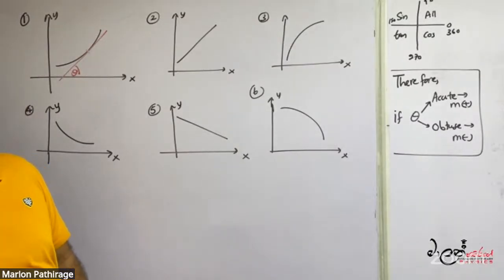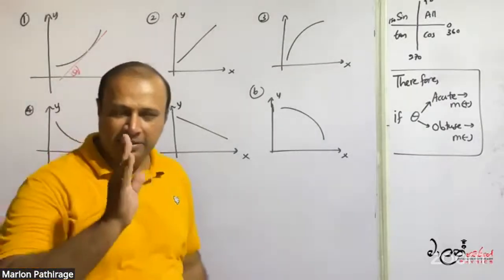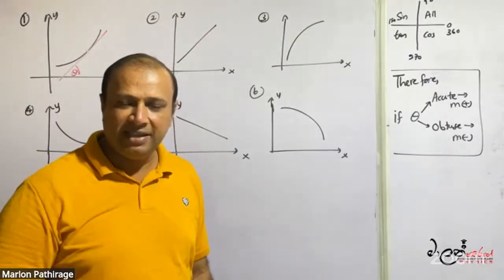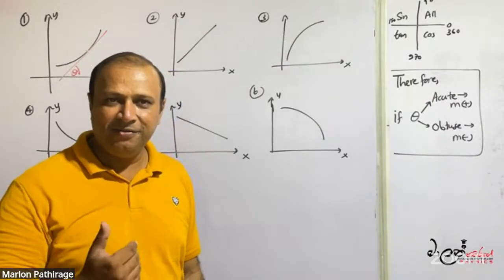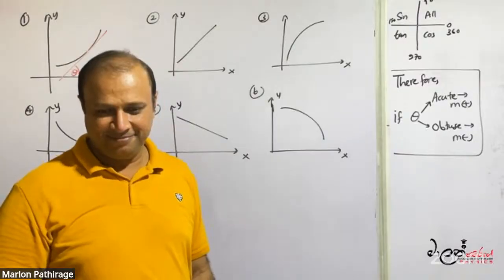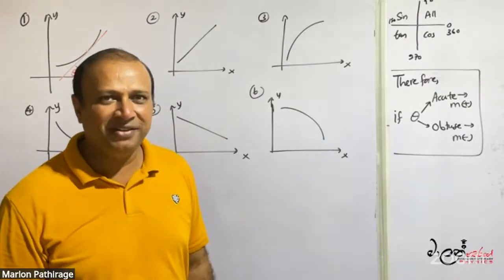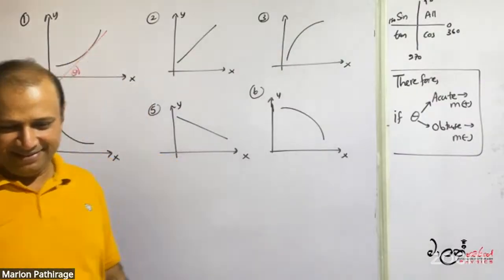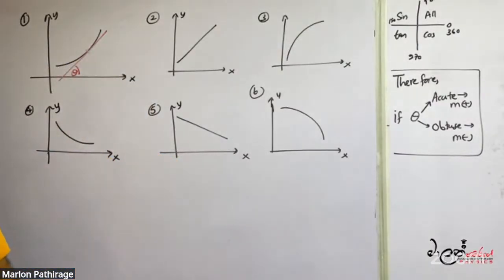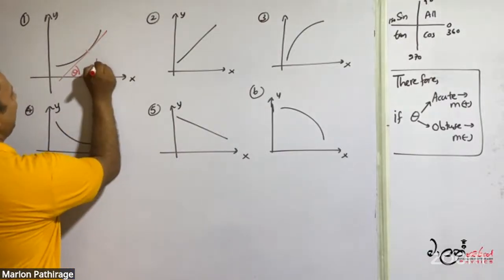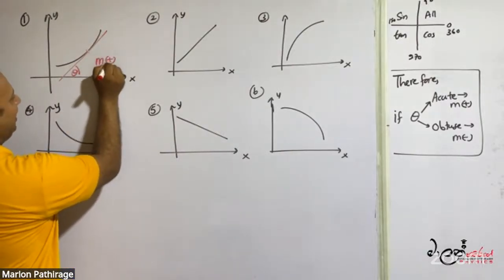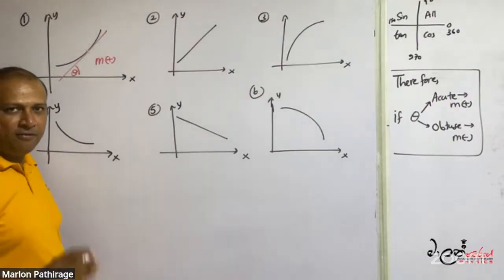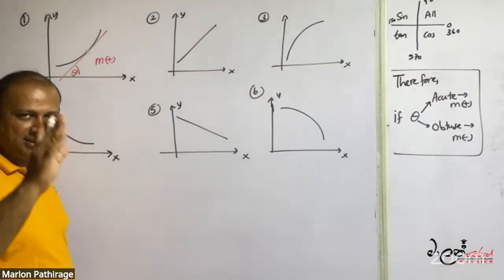Yes, very good. Now tell me, what is the sign of gradient? Positive or negative? Yes, very good. Therefore, here M is positive. If you got this answer, please raise the hand.